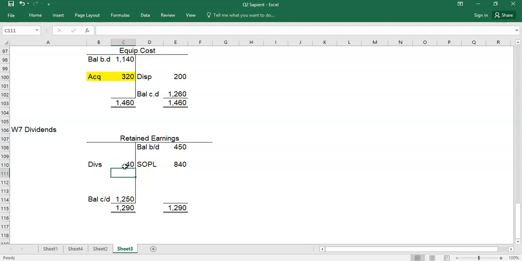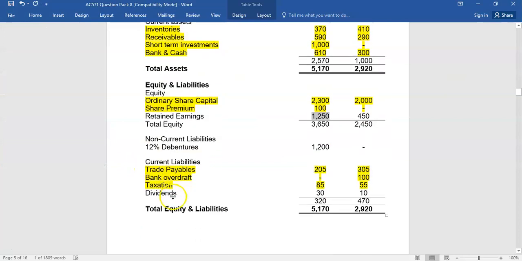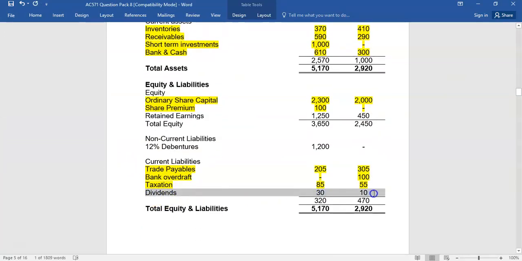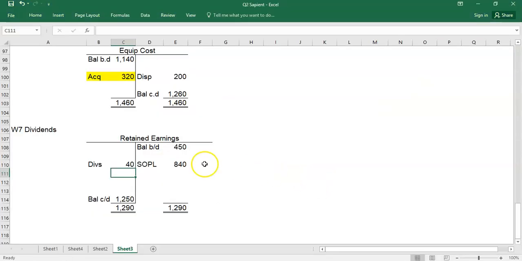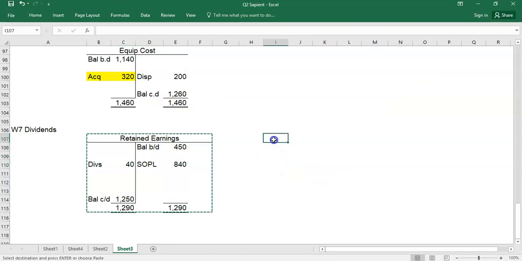Now that's important, the wording of it. It means it would have been debit retained earnings, but it wasn't credit dividends or credit bank. It was credit dividends payable, because you actually have a dividend payable here. If that wasn't there, it'd be just credit bank and the 40 is an outflow. But because you have a dividend payable, you actually have to go on and do one other working.